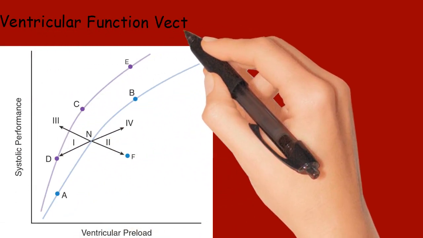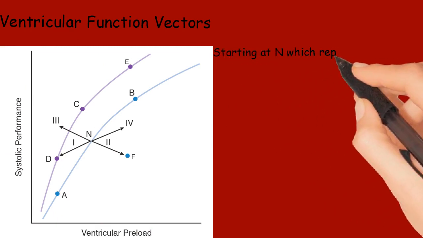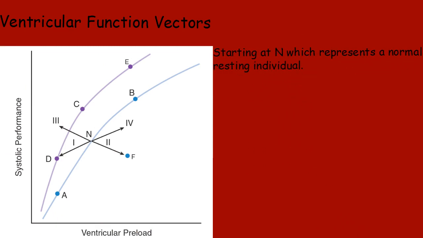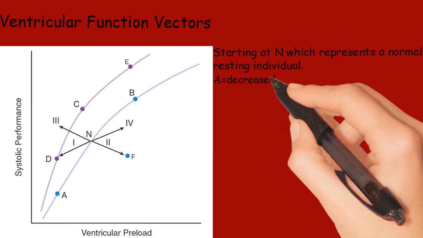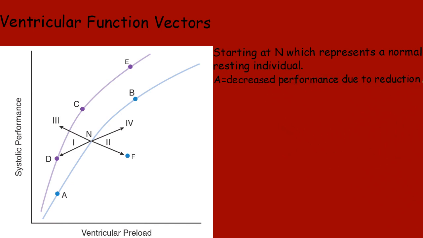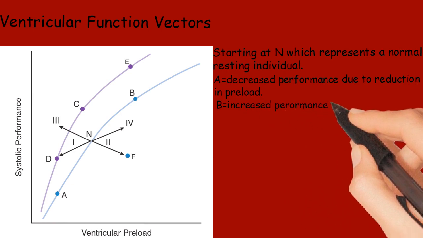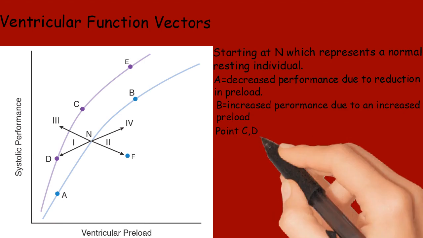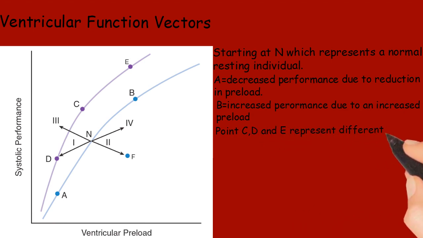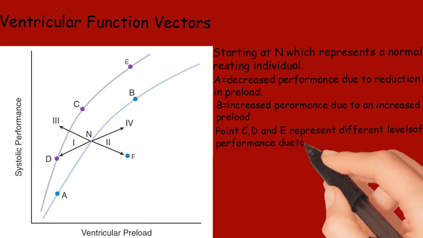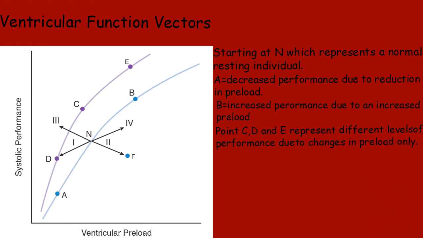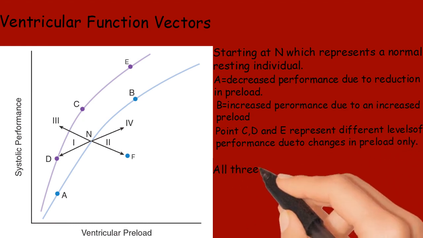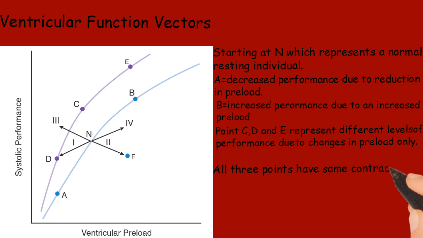Ventricular function vectors. Starting at N, which represents a normal resting individual. A equals decreased performance due to reduction in preload. B equals increased performance due to an increased preload. Points C, D and E represent different levels of performance due to changes in preload only. All three points have the same contractility.